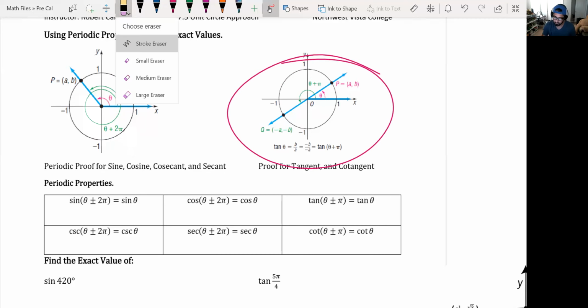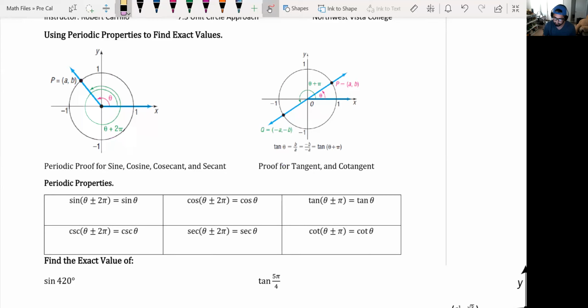Okay. So now, what was that? Eraser options. Ooh, that's cool. Okay. All right.